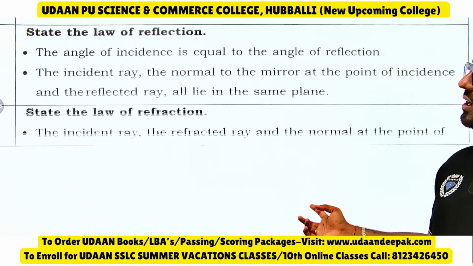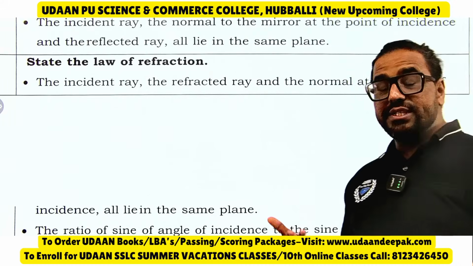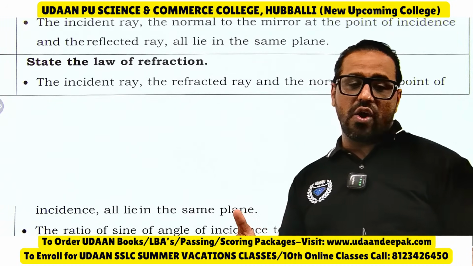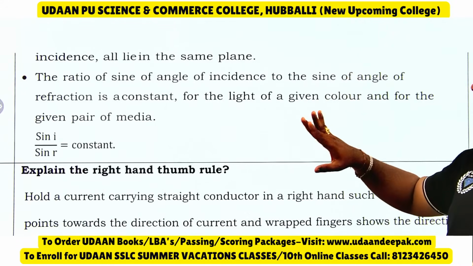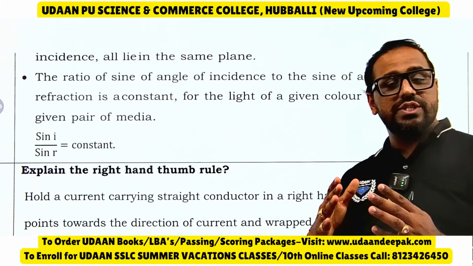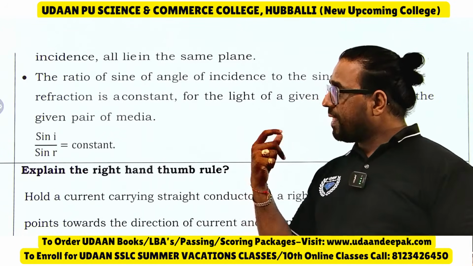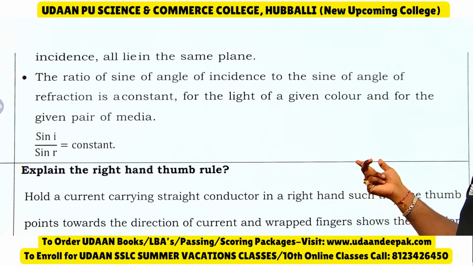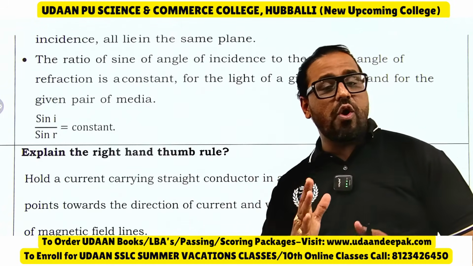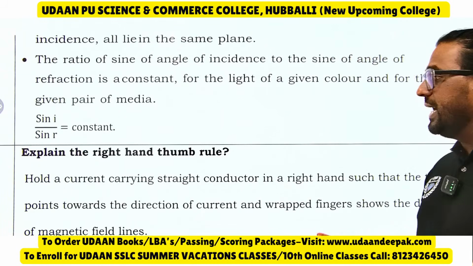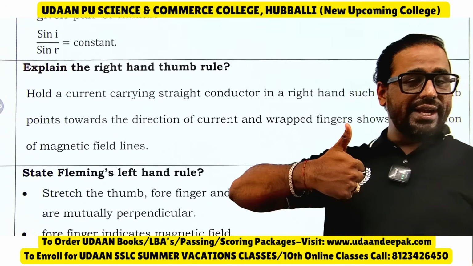Then the second, the laws of refraction. The incident ray, the refracted ray and the normal at the point of incidence all lie in the same plane, and the ratio of sine of angle of incidence to the sine of angle of refraction for a given pair of media for a given color is always a constant. Sin I by sin R is equal to what? Constant. Then the right hand thumb rule. See, hold a current carrying conductor.